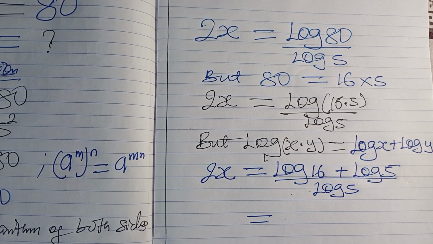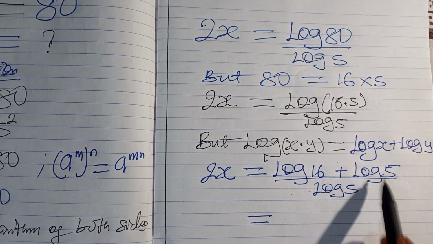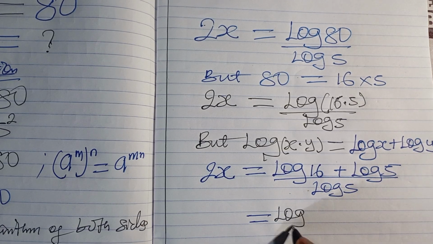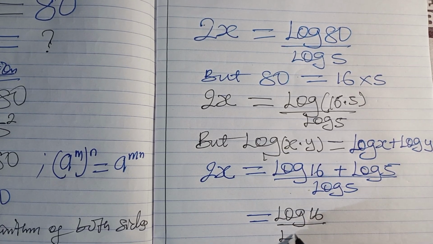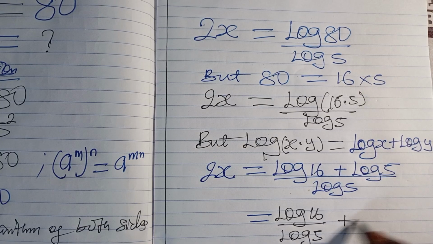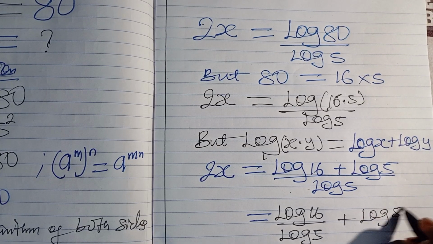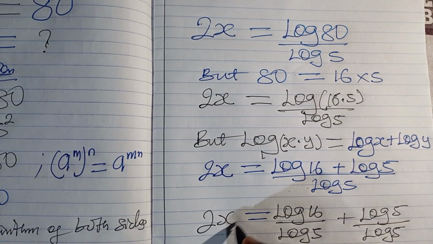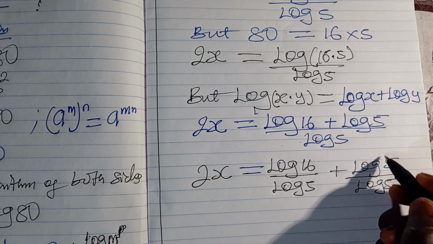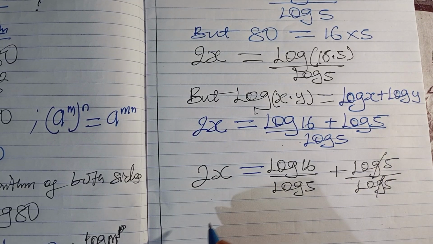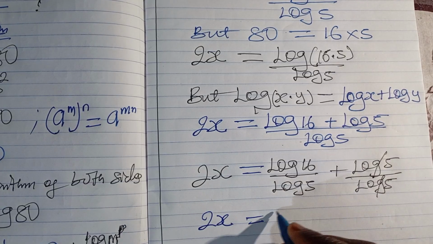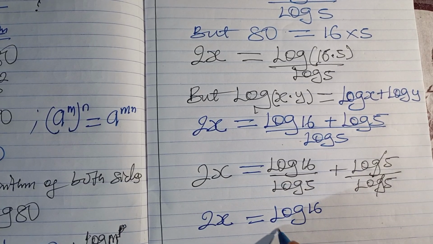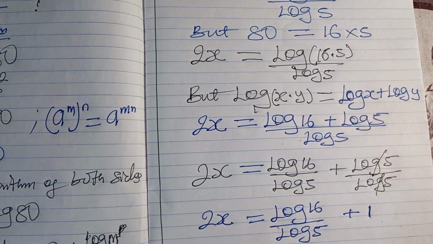This is the same as using this log 5 to divide each term of the numerator. I will have log 16 divided by log 5 plus log 5 divided by log 5. Remember, everything is equal to 2x. Now here, this can cancel. I will now have 2x is equal to log 16 divided by log 5 plus 1.